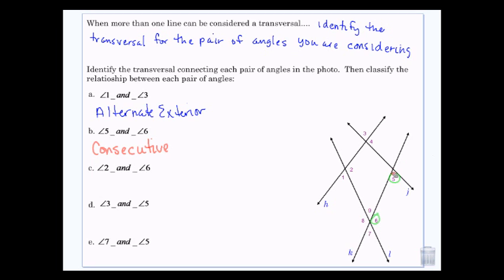Is that on the same side, right? Yeah, they're on the same side and on the inside. That's what makes them consecutive. 2 and 6. Here's 2, here's 6. 2 lines. That makes L my transversal. Well, one's on the inside and one's on the outside. But remember if I put those squares around them, see how they are both in the same corner? So these two are going to be corresponding.